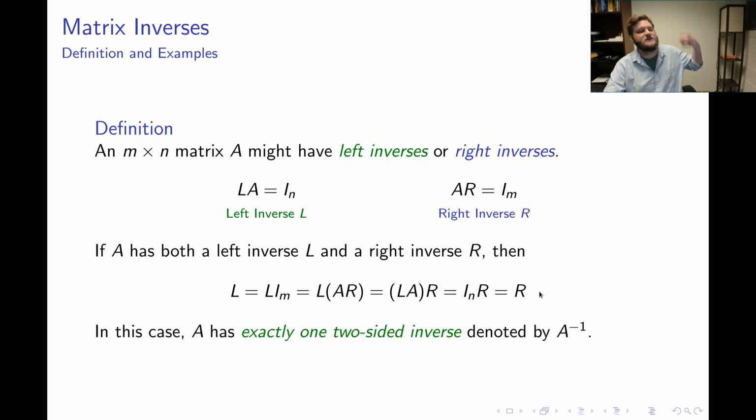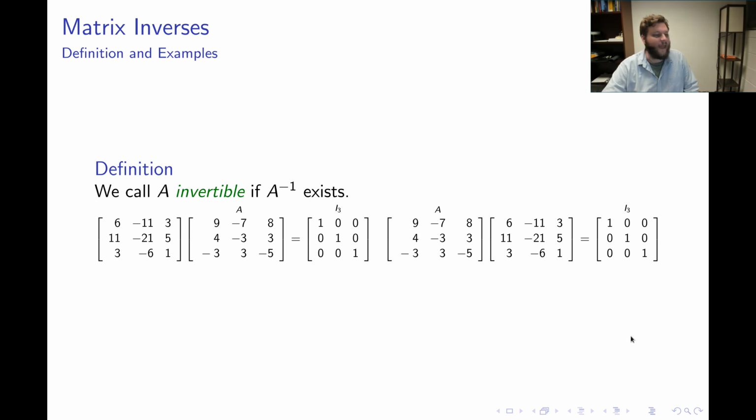So a matrix may have left inverses, it may have right inverses, but if it has both, then this calculation says there's only one. And in this case, we would say that A has exactly one two-sided inverse. So it's the only matrix that would work on both sides to multiply to give the identity matrix. And we would, in this case, denote it by A to the negative 1. Okay, so the idea is that we say that a matrix A is invertible if such an inverse exists.